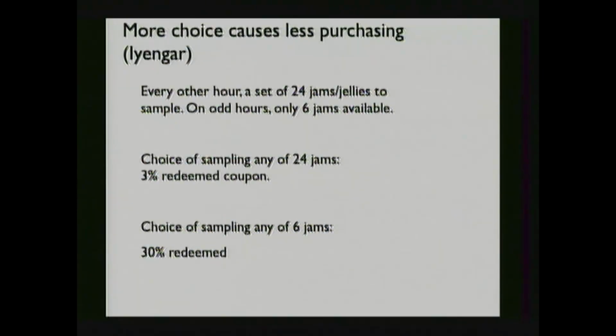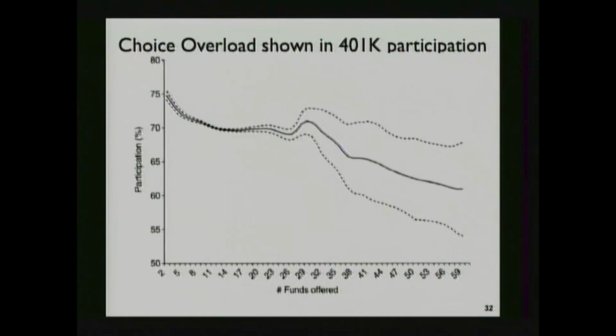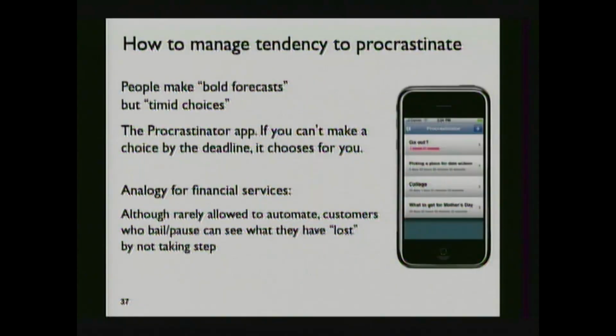At first it seems like this is just about jams. But then Sheena went on to study 401k participation. And this is like, a billion here, a billion there, it starts to end up being real money. What she demonstrated is the more choices you have, the lower your likelihood of participating. I could talk about defaults, but I'm going to skip over that. In putting this talk together, I realized I could actually teach a whole course on this, because there's just so much here.